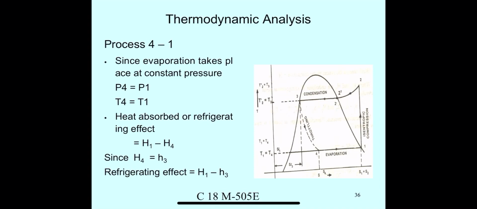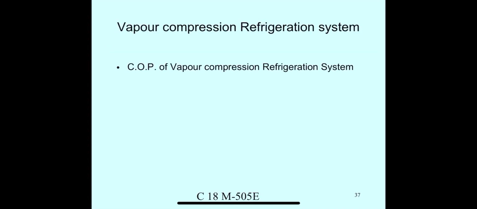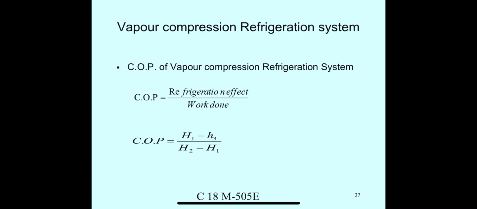Since H4 equals H3, the refrigeration effect equals H1 minus H3. The COP of the vapor compression refrigeration system equals the net refrigeration effect divided by the work done. Net refrigeration effect equals H1 minus H4, and H4 is nothing but small h3. So it is H1 minus h3, divided by H2 minus H1. This is the COP of the vapor compression refrigeration cycle: COP equals (H1 minus h3) divided by (H2 minus H1).